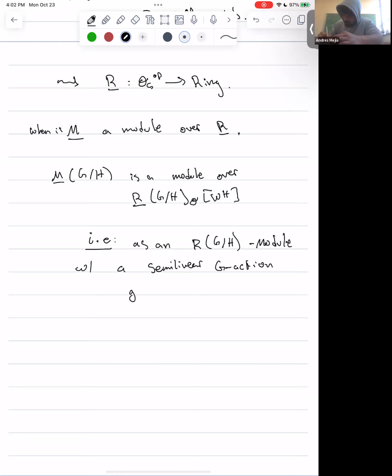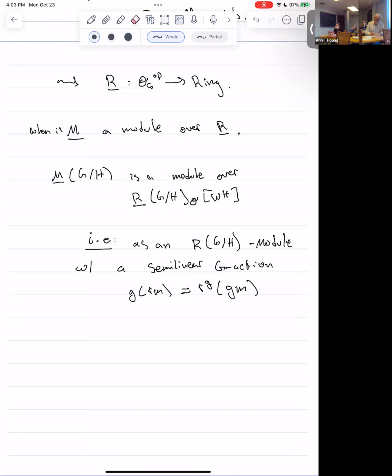And that's just to say that if you act on something like RM, then this should be the same thing as you just act on R and then take GM. So if you want to pass this action through coefficients, you need to take the action of the ring onto the account. Oh, sorry, this should be, oh, okay, I can fix this. Okay, cool. Any questions?